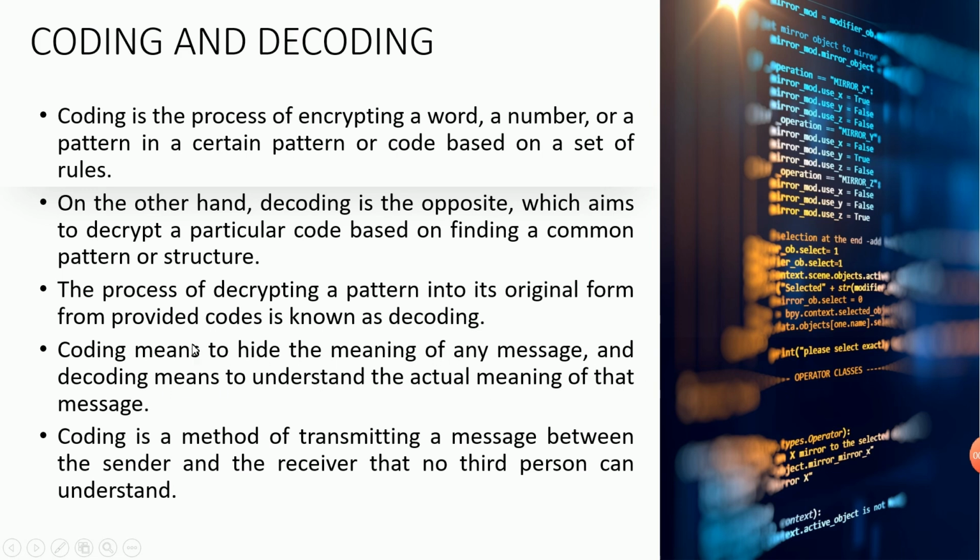You guys might understand what coding is, because in the military or any top secret matter they use coding patterns, like encoded messages. The messages will be sent in a coded pattern, then they will collect and decode that message. There are many such examples. So coding is a method of transmitting a message between the sender and the receiver that no third person can understand. During World War time, there was a machine called Enigma.